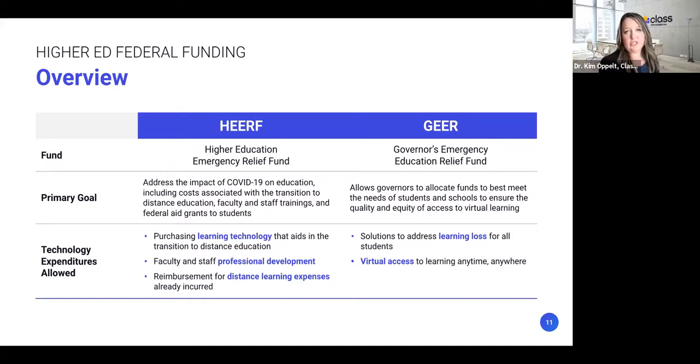And there's a quick question, Jenny, in the Q&A. Are the funds allocated through HEERF and GEER the same federal funds, only distributed differently, or are they separate funding channels?